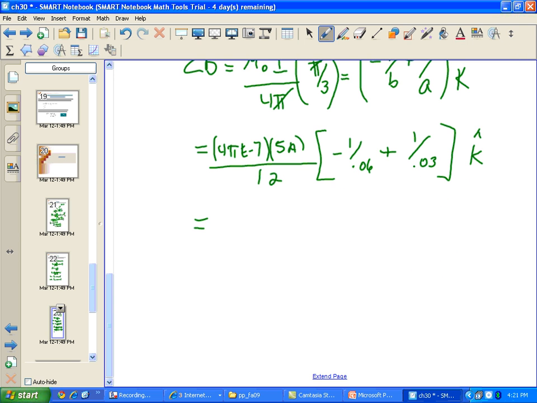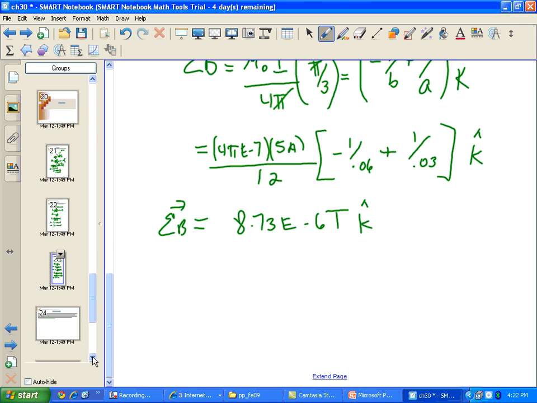And when we plug these numbers into our calculator, we get 8.73 e to the minus 6 Tesla in the positive k hat direction, and that is the net value of the magnetic field.